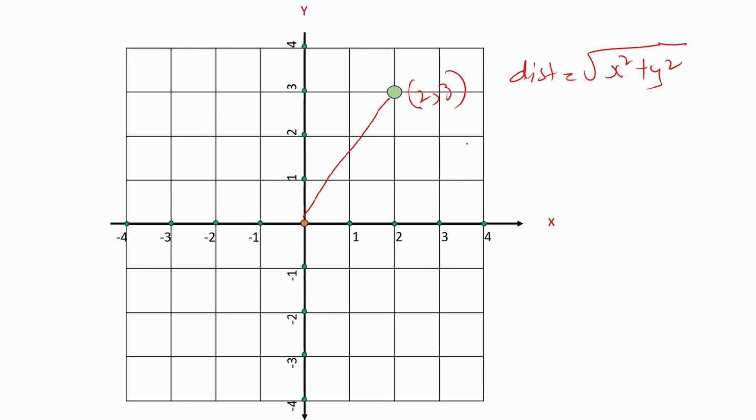Now if we were in a 3D plane and we had to calculate the distance of this point from the origin, then we could use a formula something like this: x square plus y square plus z square. So it would be square root of x square plus y square plus z square. Then we would have a third component, or a coordinate. Now this is how we can find the distance of this point from the origin.